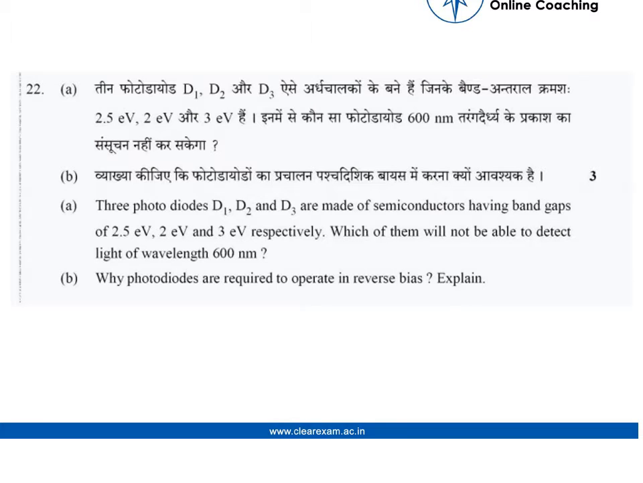Question 22. Three photodiodes D1, D2 and D3 are made of semiconductors having band gaps of 2.5 electron volts, 2 electron volts and 3 electron volts respectively. Which of them will not be able to detect light of wavelength 600 nanometers? And the B part is why photodiodes are required to operate in reverse bias.